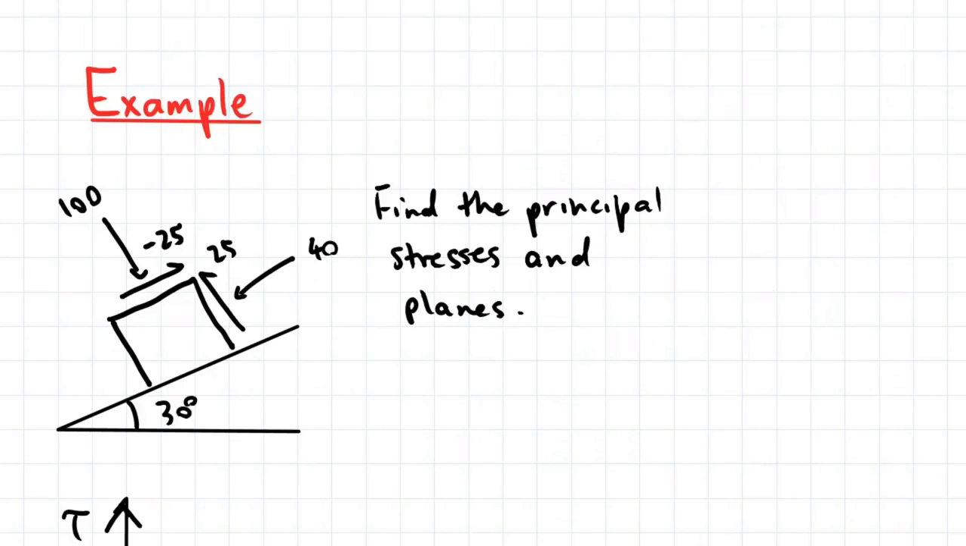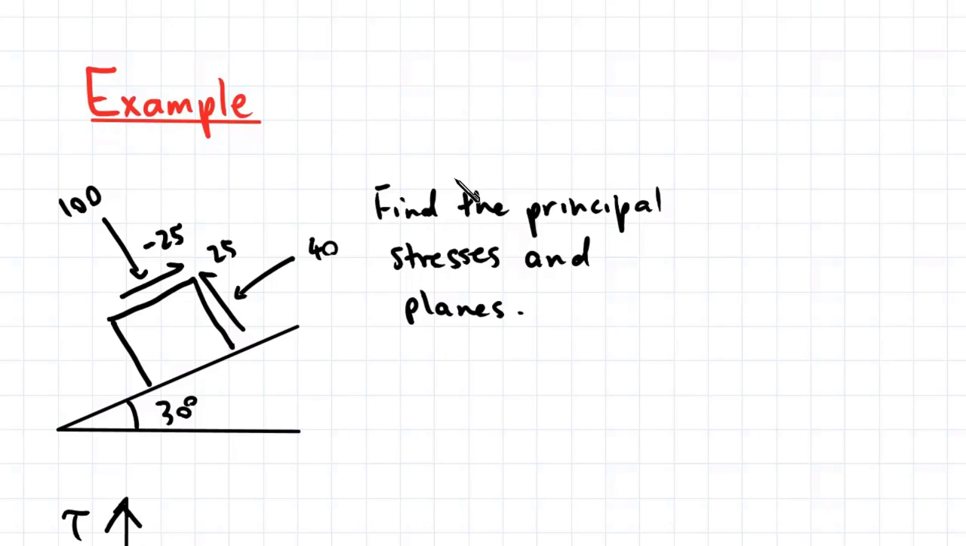So in this next example, we have an element on an inclined plane of 30 degrees. And we also have normal stresses and shear stresses acting on this element. And because we have shear stresses, that indicates that these normal stresses are not the principal stresses. So this question is asking us to find the principal stresses and principal planes for this element.